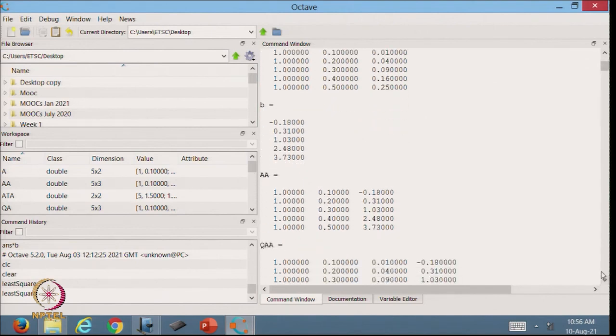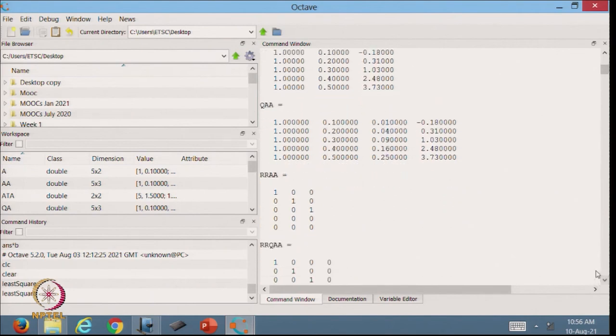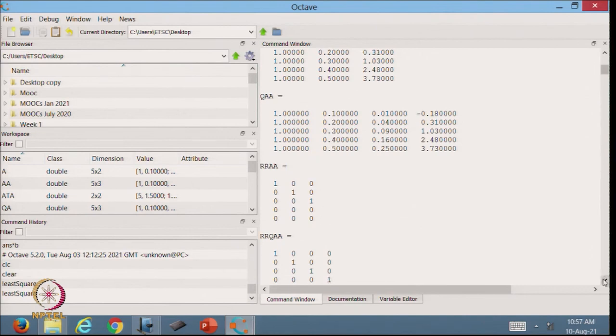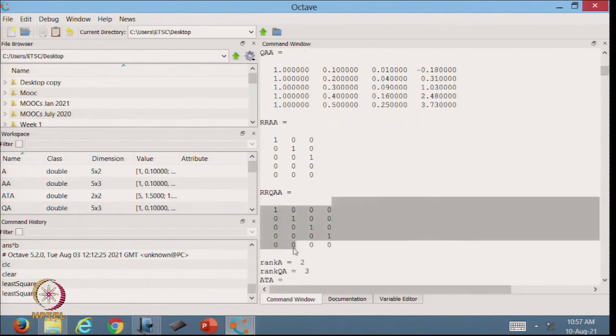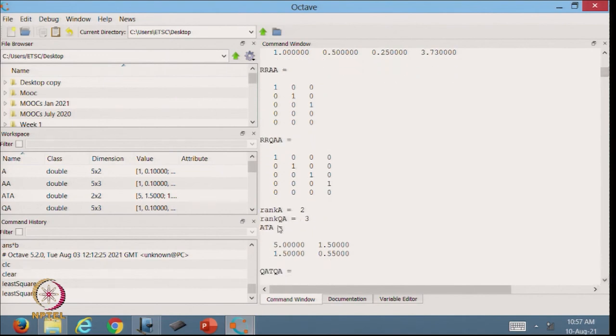Now, you can see from here I have defined the AA matrix. I have taken the augmented matrix, and QA, I have taken the augmented matrix, and then I found the rank and row reduced echelon form. So, this is my row reduced echelon form of AA matrix, and you can see that its rank is 3, but the rank of matrix A is 2. So, this is inconsistent. Similarly, the rank of this matrix is 4, and the rank of the matrix we are taking is 3. So, this is inconsistent. You can also check that the rank of matrix A is 2 and rank of matrix QA is 3. So, this is the inconsistent system.